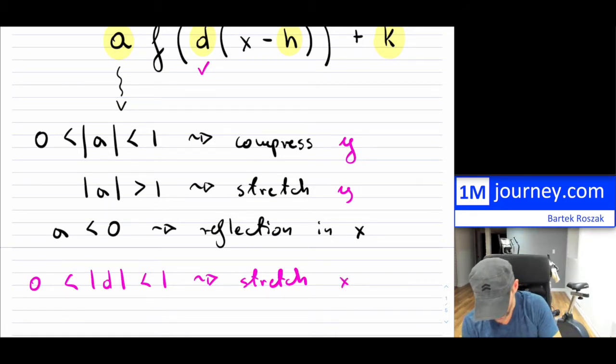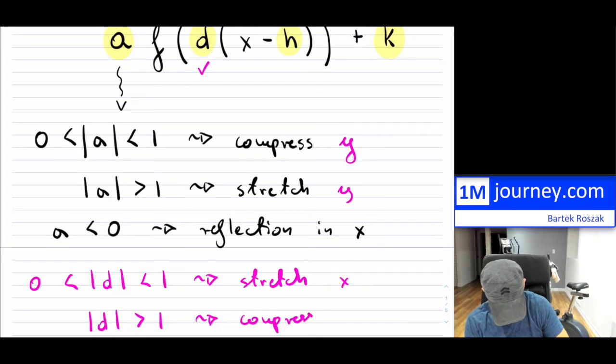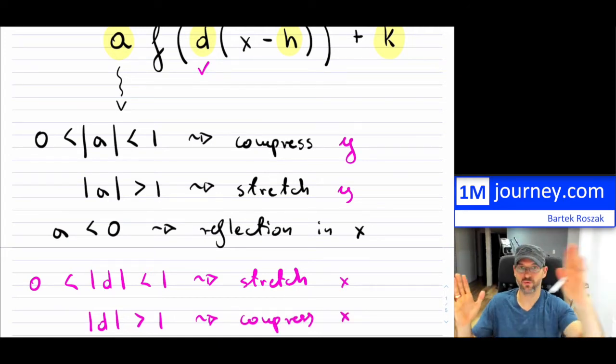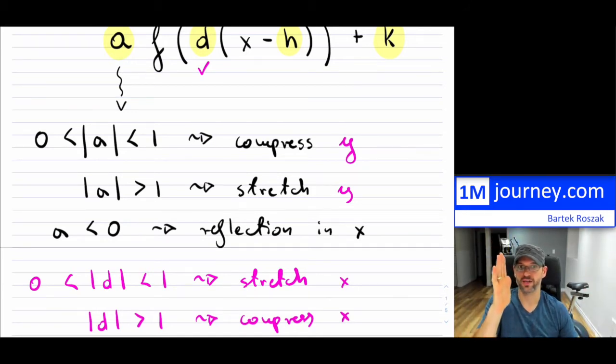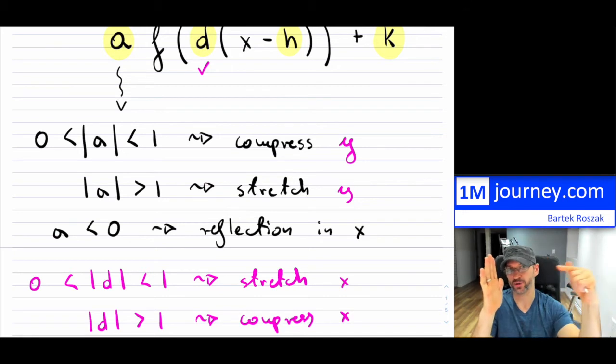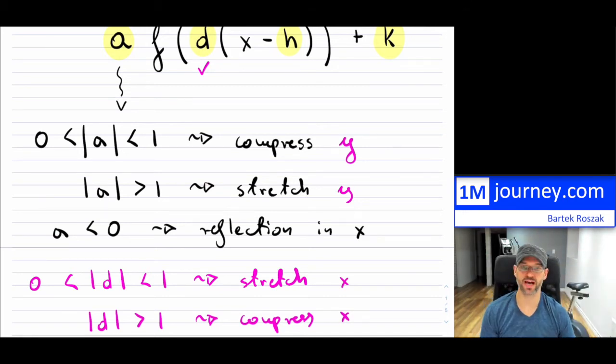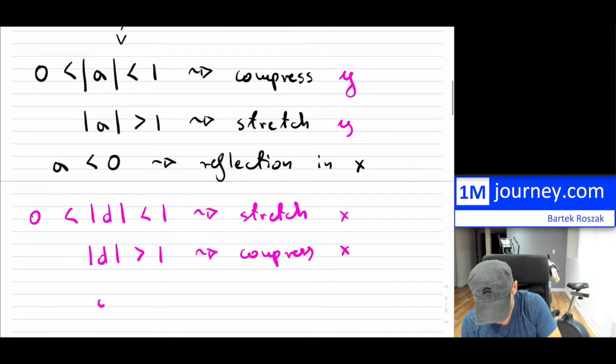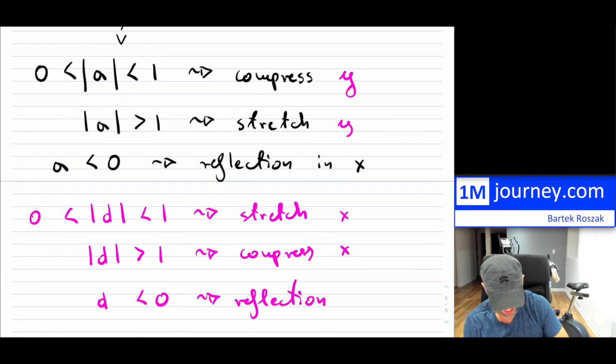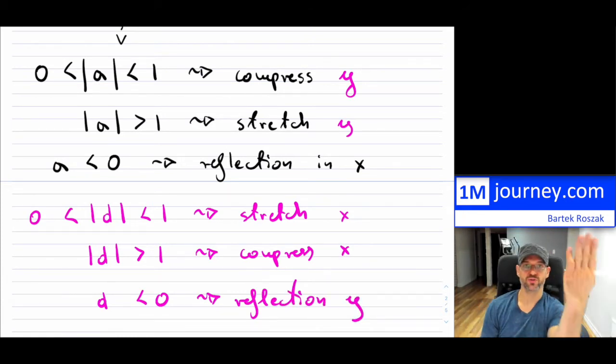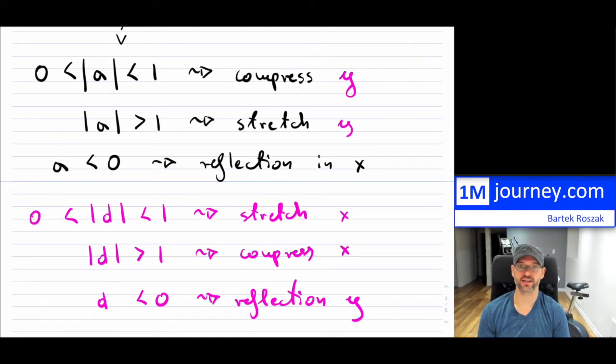Now, if it is greater than 1, then it compresses in the x. So we'll compress it more towards this way. In this case for our log, we'll just kind of squish it in, push it in this way. Now, if the d is less than 0, then this would reflect it. This is a reflection in the y, so it would just flip it over to the other side.